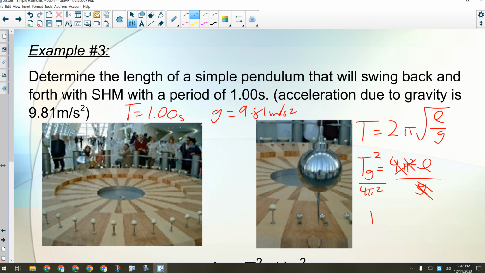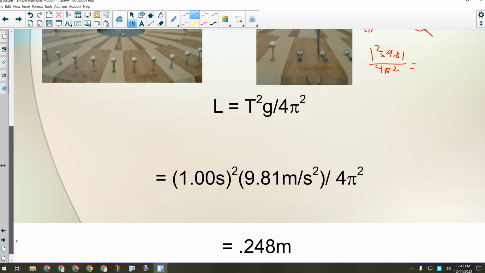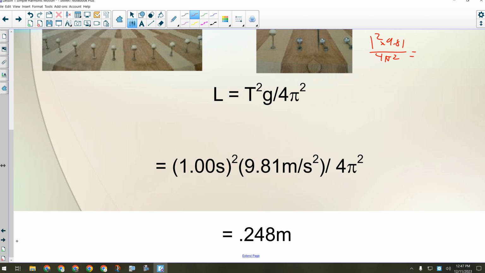So 1 squared times 9.81 divided by 4 pi squared should give me 0.248 meters, so roughly 25 centimeters. Everybody all right with that?